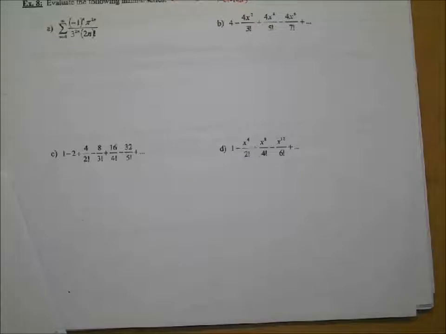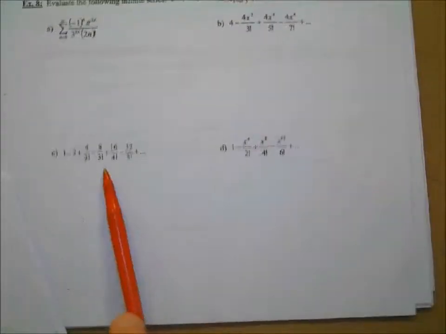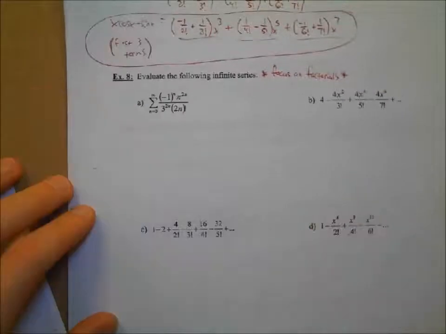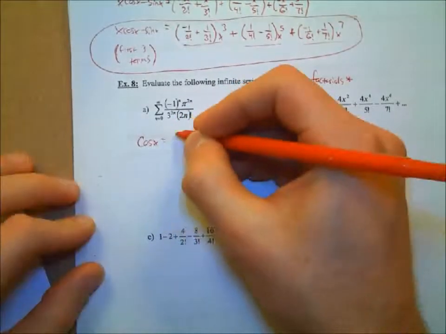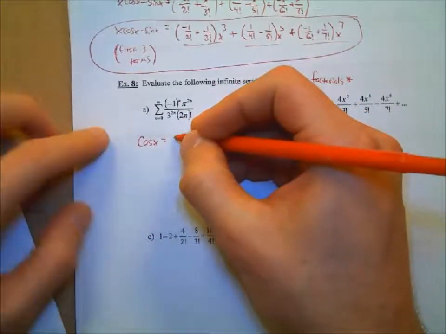We understand this looks like a cosine, this looks like a sine, this looks like e to the x, this looks like cosine again, but then what does this actually mean to evaluate here? Well, let's take a closer look at letter A. Cosine of x we know is, and since this one's in sigma notation, I'm going to also write it in sigma notation. You should write out the cosine in sigma notation as well.